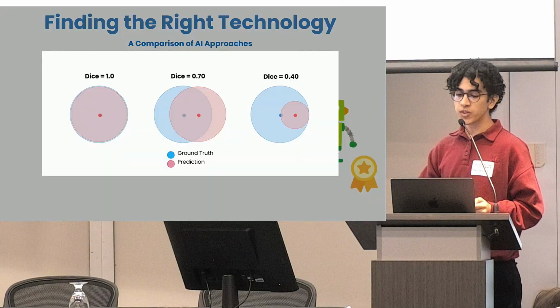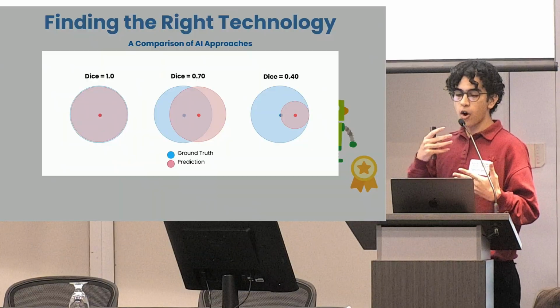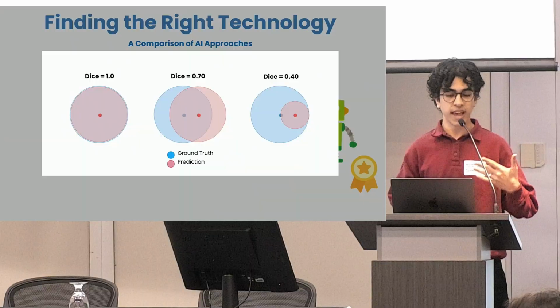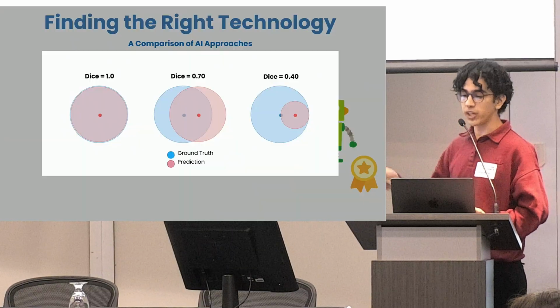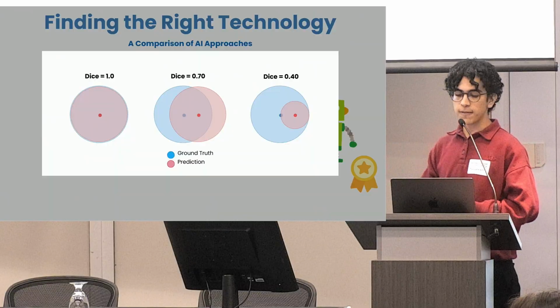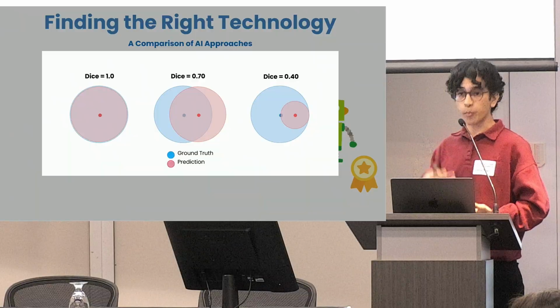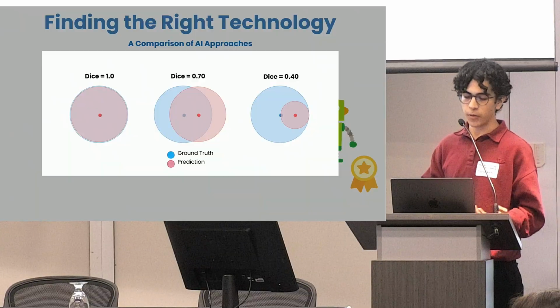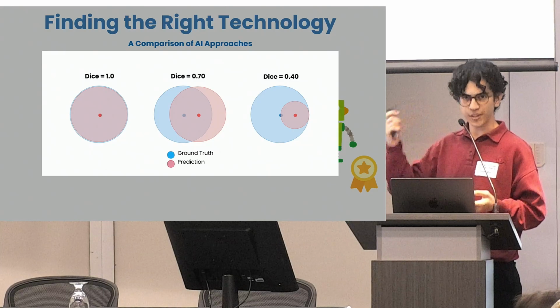And that's where we used the DICE score, which basically measures the overlap between the expert's annotation and our model's prediction. So if they match perfectly, we get a DICE score of 1. If they overlap pretty well, they get a higher score, and if it's a poor match, the score is pretty low. So basically, the higher the score, the better.